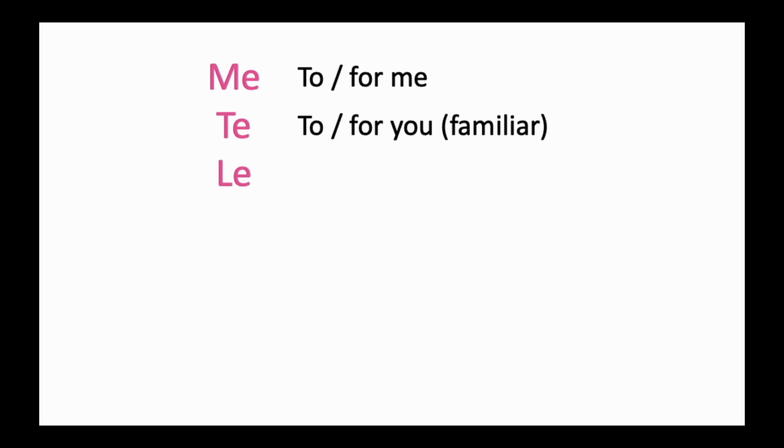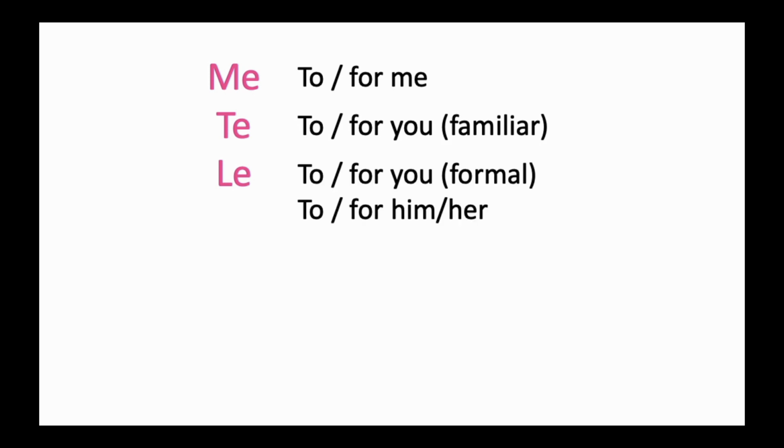The indirect object pronouns that you see on the screen, me, te, le, are all singular. Me means to me or for me. Te, as you can imagine, means to you or for you. And in this case, it's the familiar to you versus the formal one. Le is to you or for you. This is the formal you. So if you're using usted, this is what you would be using, le. Le could refer also to him or for him, and to her and for her.